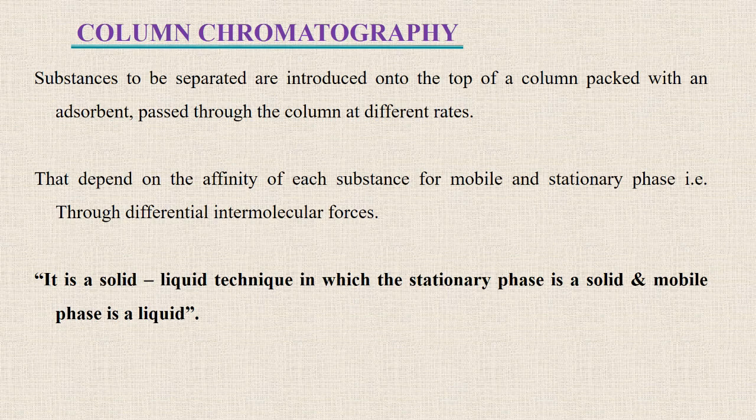Briefly, what is column chromatography? In this type of chromatography, substances to be separated are introduced onto the top of the column, and the column is packed with an adsorbent, which is the stationary phase, and these substances are passed through the column at different rates by the use of a mobile phase.